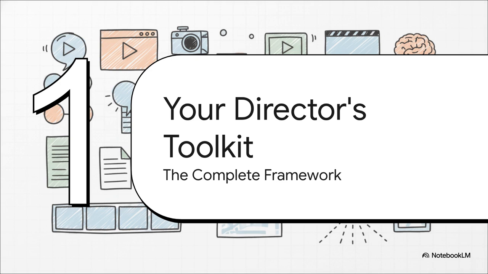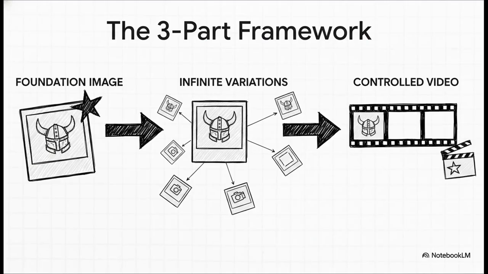You now have the complete framework. So let's just do a quick recap of this powerful three-part director's toolkit we've just assembled. First, you nail down your foundation image. That's your single source of truth. Second, you use that image to create infinite variations in camera angles, all with perfect consistency. And third, you direct the final video motion with total precision using start and end frames.